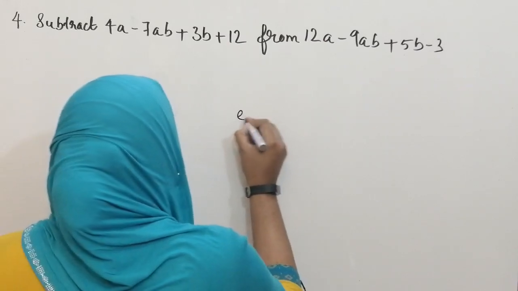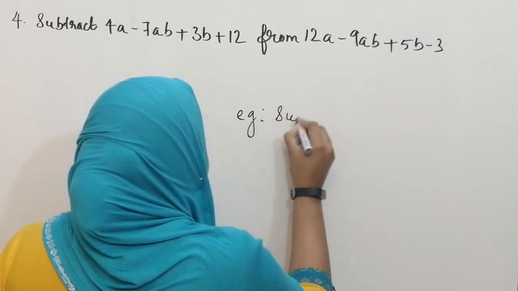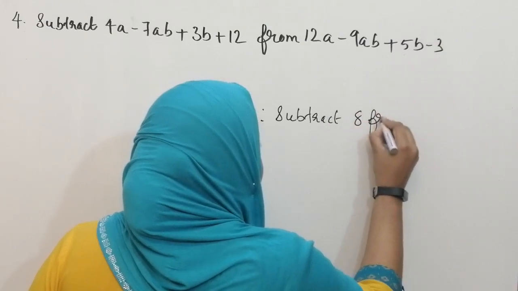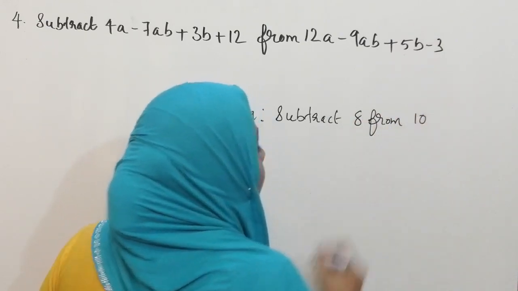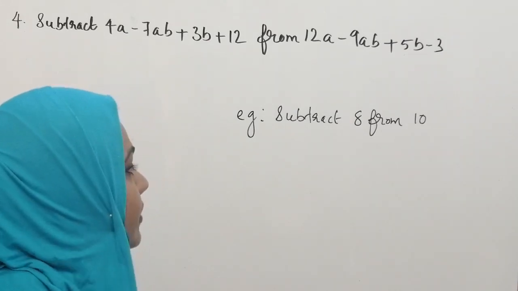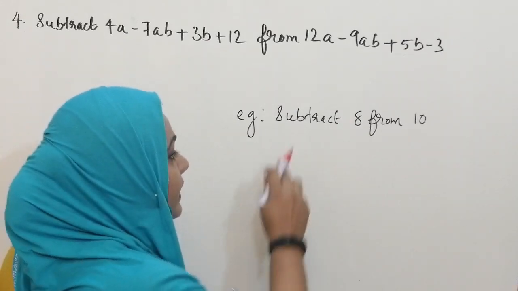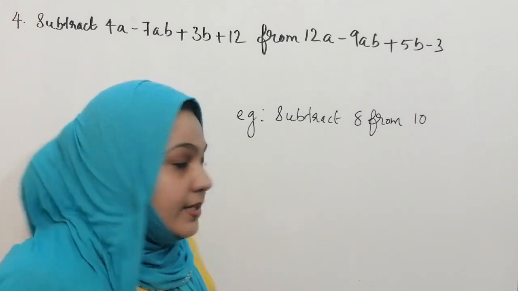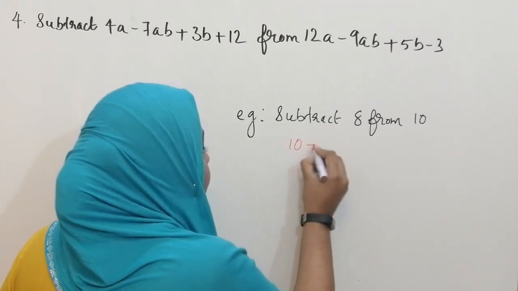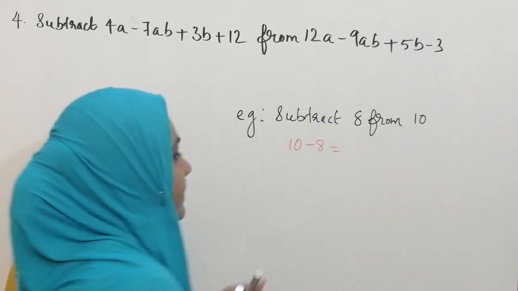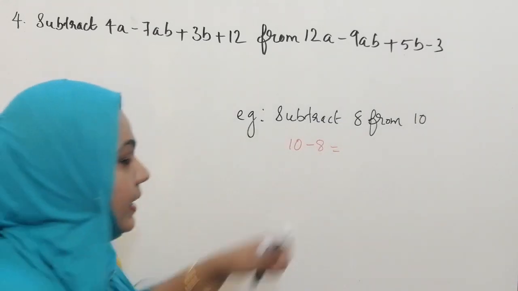For example, subtract 8 from 10. So how will we subtract? Do you know how we can solve this question? Yes, you are right. Subtract 8 from 10 means which number do we have to write first? 10 we have to write first. Then we will write the next number, that is 8. So what is the answer of this question? 10 minus 8, 2.